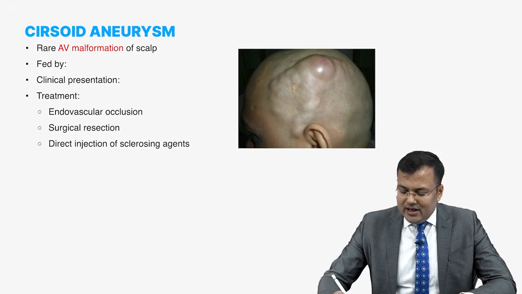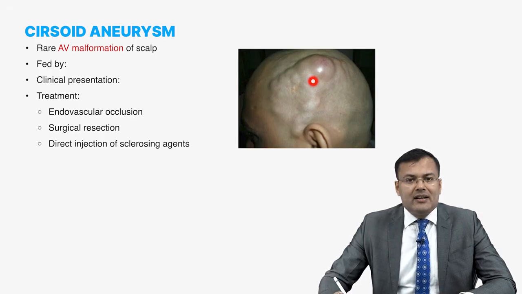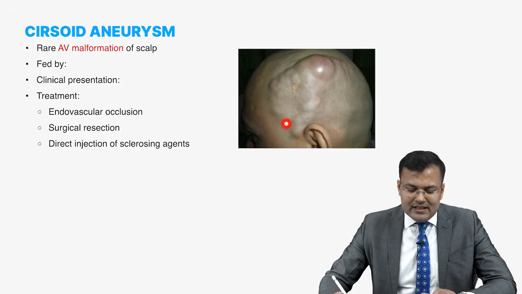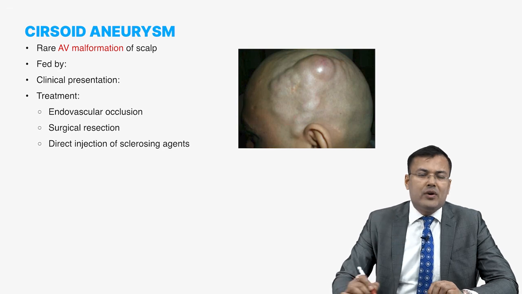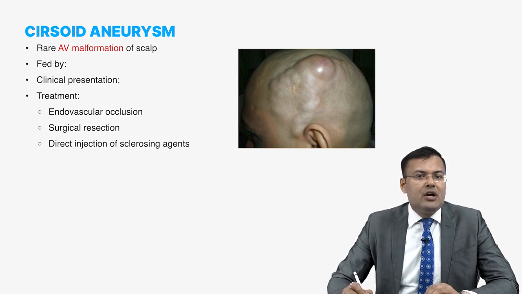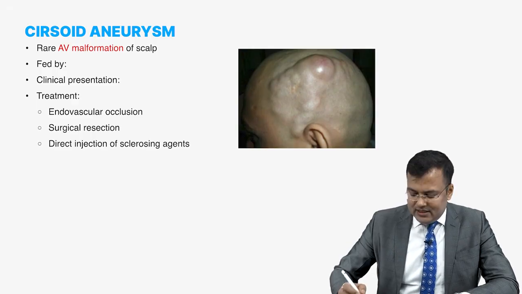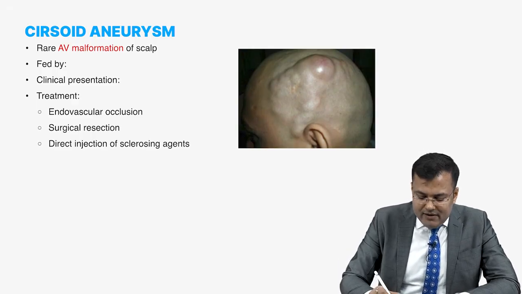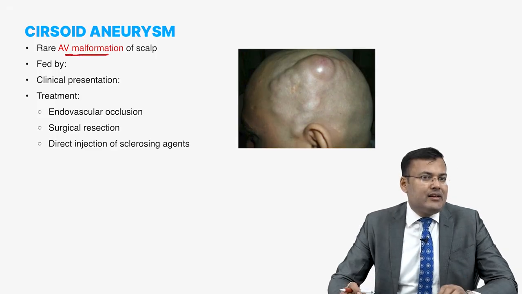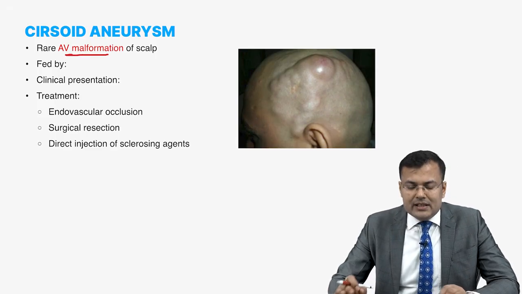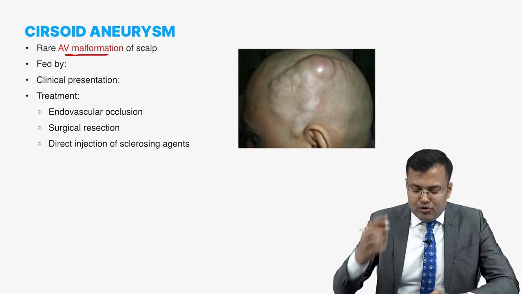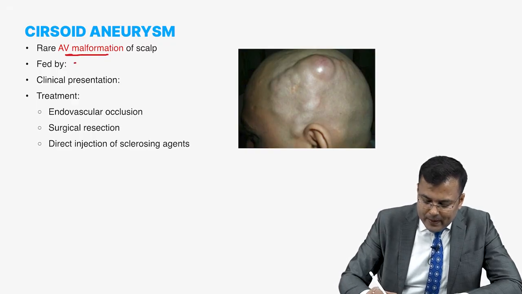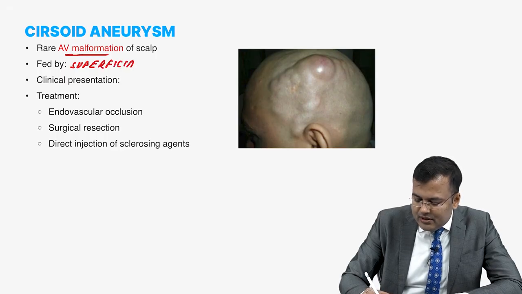Now see this image. In this temporal region, you are going to notice that there is a mass. What kind of mass is this? It is a slow growing pulsatile mass in the temporal region. What is the name? Cirsoid aneurysm. What is a better term for this condition actually? It is AV malformation. So this is a rare AV malformation of scalp. It is fed by which artery? Can you tell me? See the region. Obviously it is superficial temporal artery.